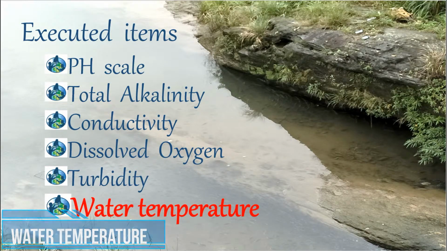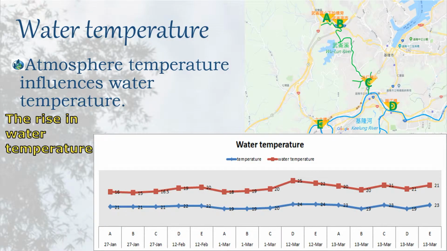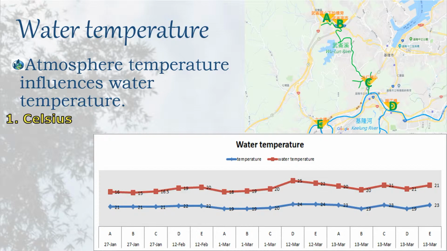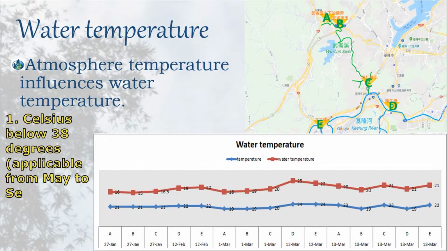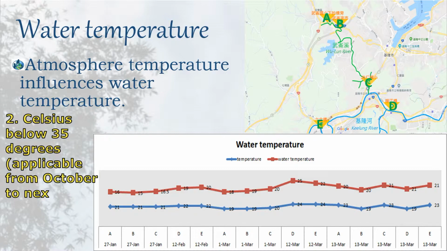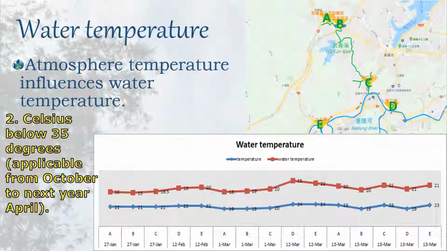Water temperature. The rise in water temperature reduces oxygen levels, kills fish, and changes the composition of the food chain. 1. Celsius below 38 degrees, applicable from May to September. 2. Celsius below 35 degrees, applicable from October to April of next year.